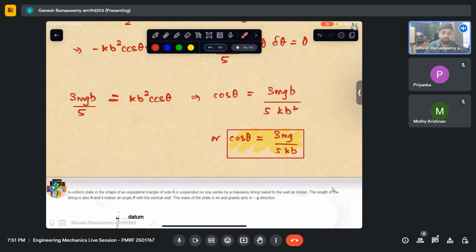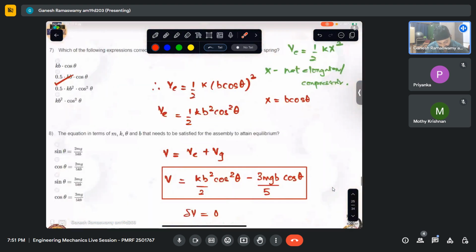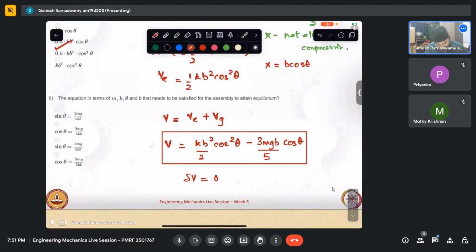So 3 mg by 5 kb is what we've got. Let us look at the options. 3 mg by 5 kb equal to cos theta. So we have got this as the answer. So are there any questions? Is it clear?